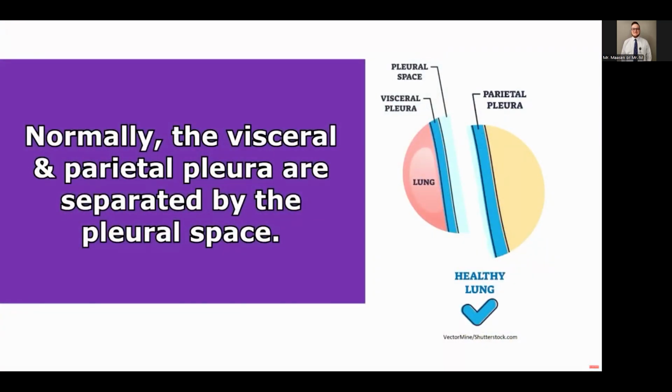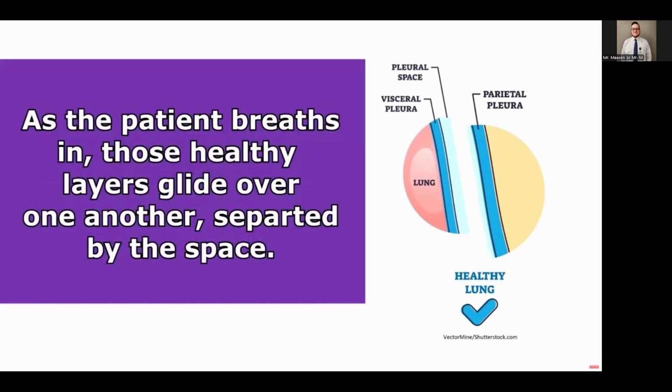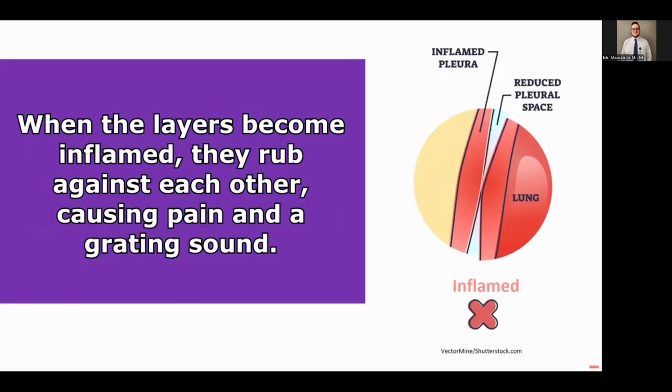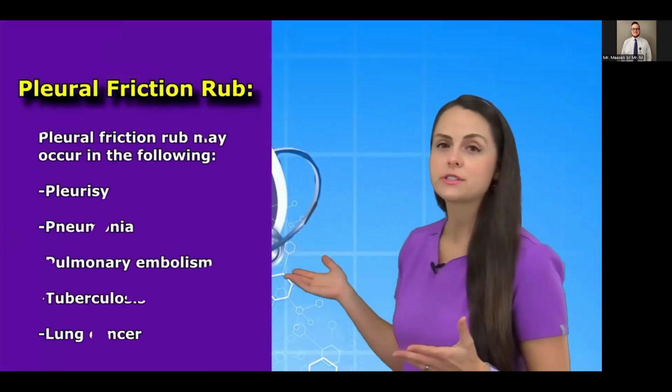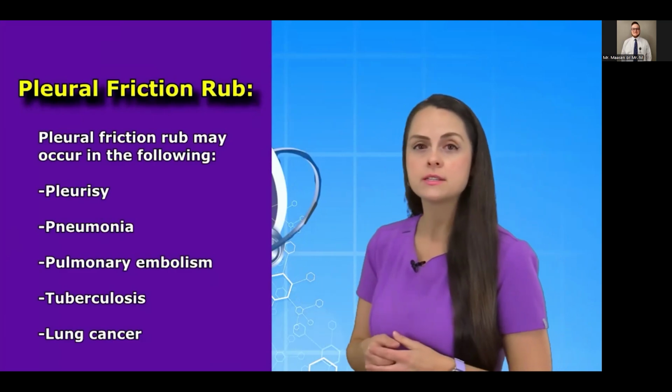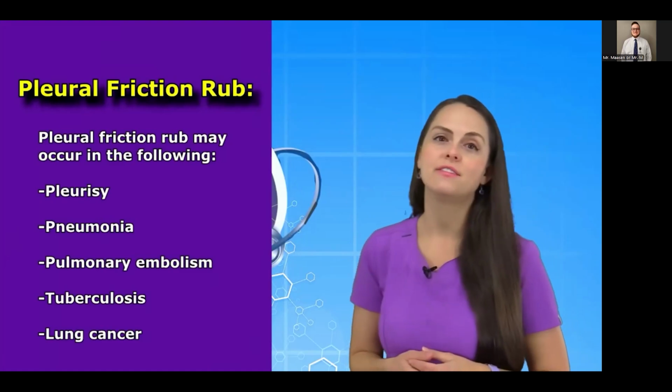So what causes this sound? Well, it occurs whenever those pleural layers become inflamed and rub up against each other, because normally the visceral and the parietal pleura are separated by a small space. So as the patient breathes in, those layers will just glide over one another. But when those layers become inflamed, that space shrinks, which allows those layers now to rub up against each other, creating pain and that harsh grating noise that you're going to hear. And it can happen in cases of pleurisy, which just means inflammation of those pleural layers, pneumonia, pulmonary embolism, tuberculosis, and some forms of lung cancer.